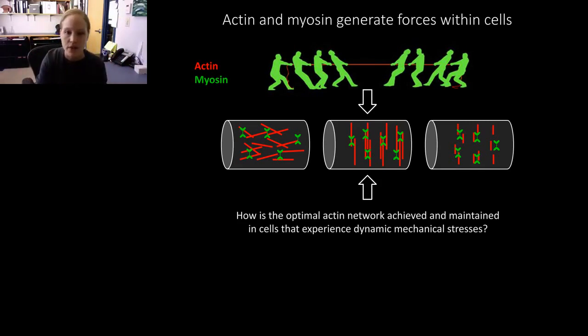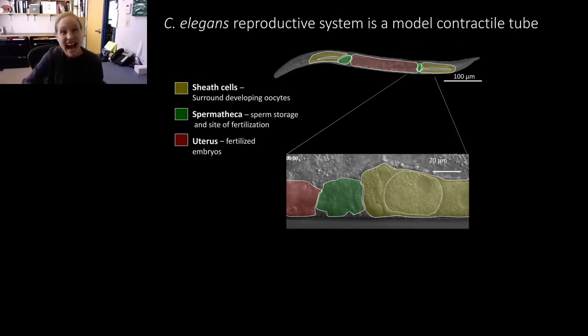And so the system we use to study how cells are able to regulate their amount of active or phosphomyosin and their actin organization in order to appropriately maintain tissue contractility is the C. elegans reproductive system. The C. elegans reproductive system is basically one long contractile tube.